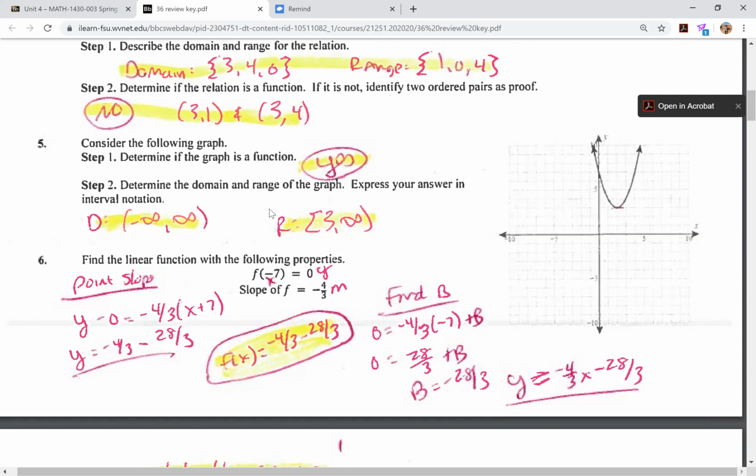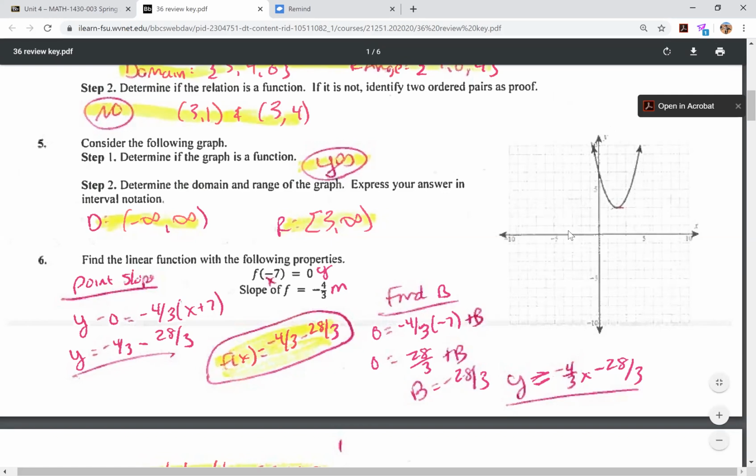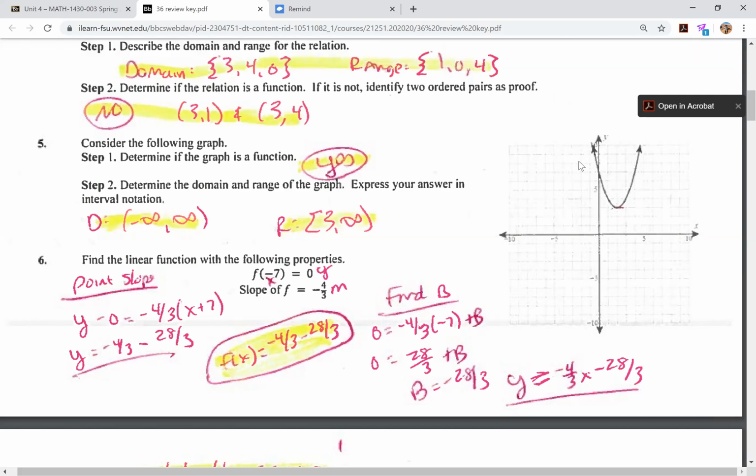If we look at this, again, our domain is just the x values, so we want to know how far left and right this thing goes. Well, it's a parabola. We've had lots of parabolas. Because it's a parabola and because these arrows indicate that it continues in this direction forever, the domain is going to be all reals, right? All the way from negative infinity to positive infinity.